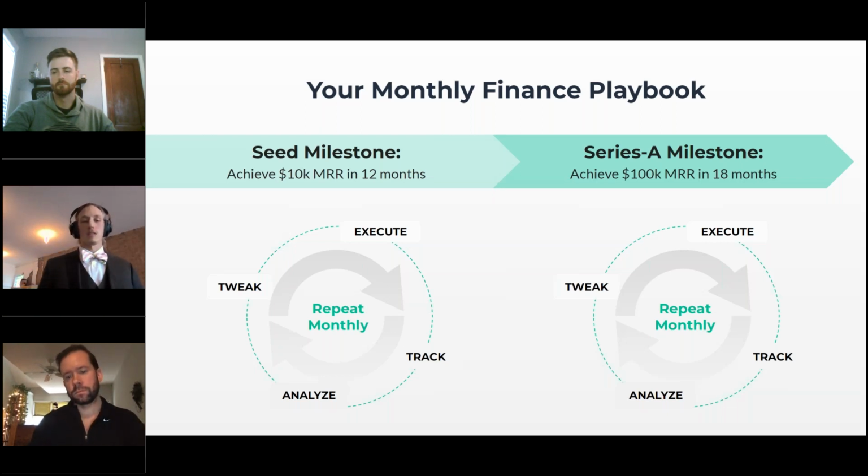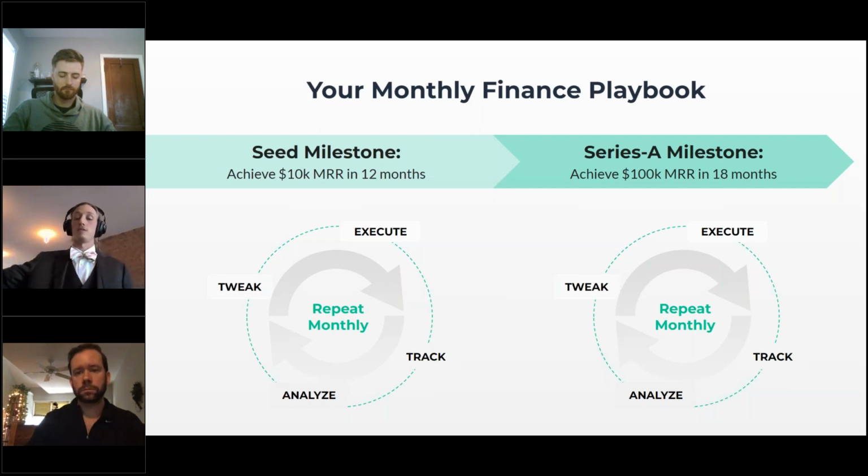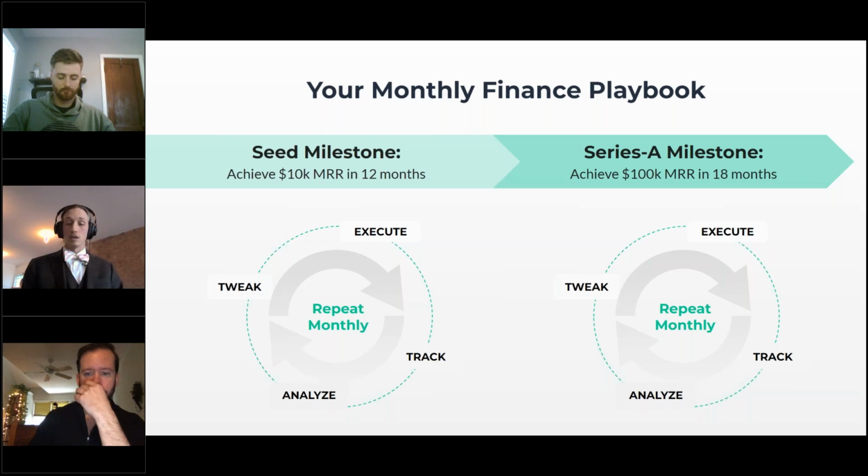You're setting these milestones for way out in the future. If you're at the seed stage, maybe you want to get to 10K in MRR in 12 months. If you're a company that's gearing up for a Series A, like us, we might raise one in 12 months. We say, well, I want to get to 100K or 150K in MRR over the next 18 months. So I've set this big goal, and then I am executing on that goal.